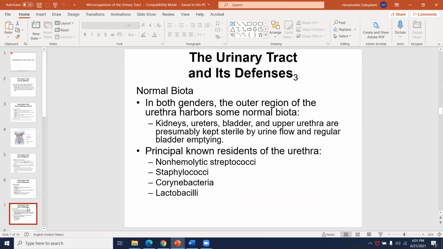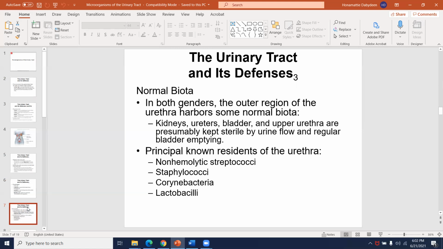We also have some normal flora, but in general, I should make this very clear right now: the kidneys, the ureters, the bladder, and even the upper urethra should not have any organisms at all. Because what are we having in the urinary tract? What is in the urinary tract?